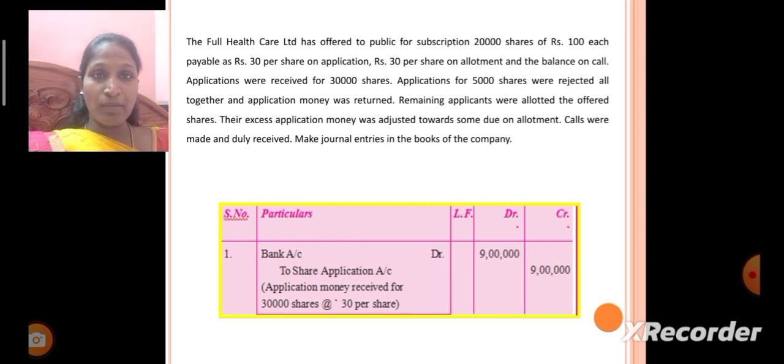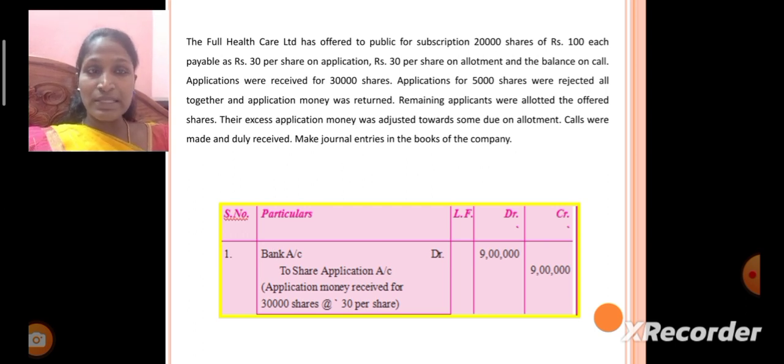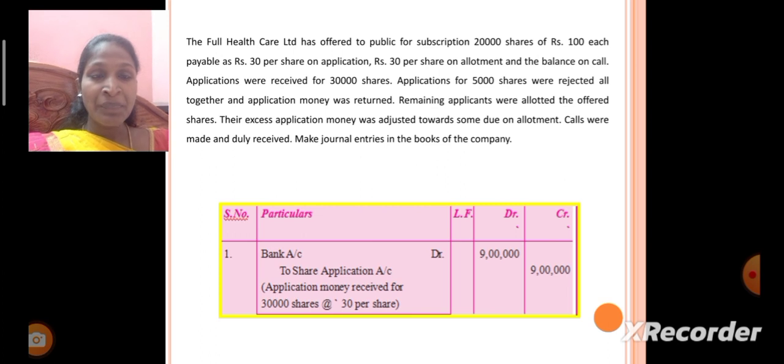Balance on call money. Applications were received for 30,000 shares. Applications for 5,000 shares were rejected altogether and application money was returned. Remaining applicants were allotted shares proportionately. The excess application money was adjusted towards sum due on allotment. Calls were made and duly received. Make journal entries in the books of the company.